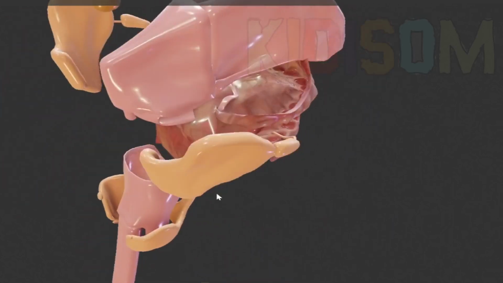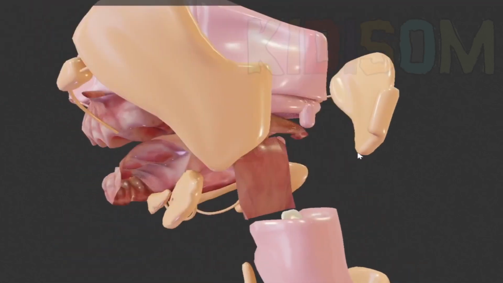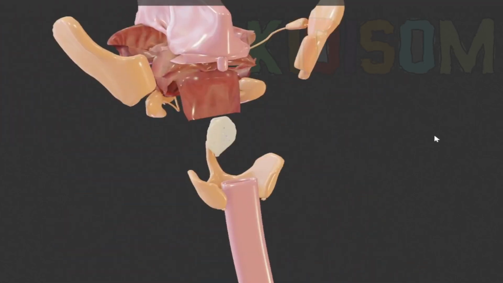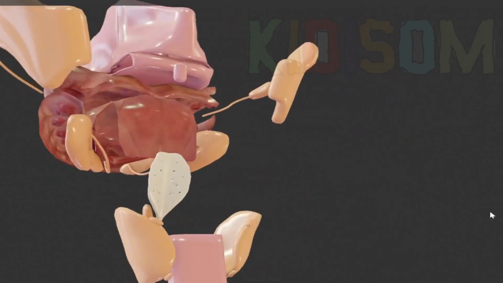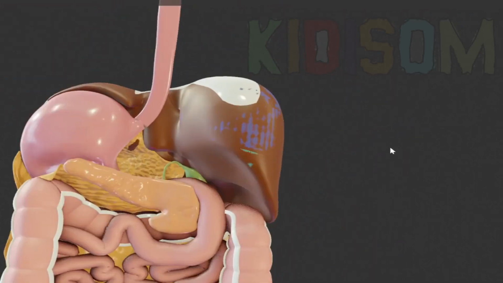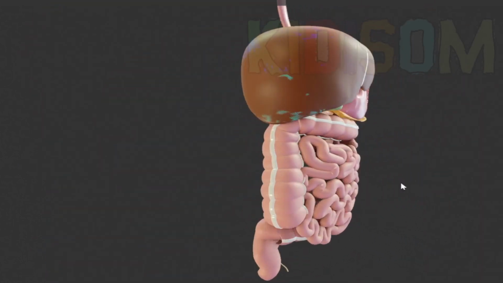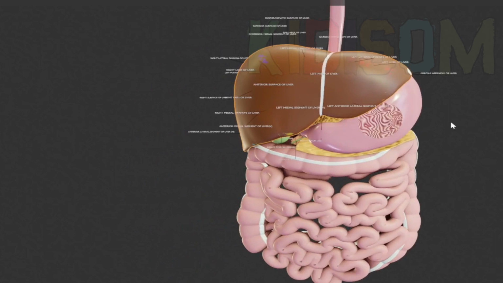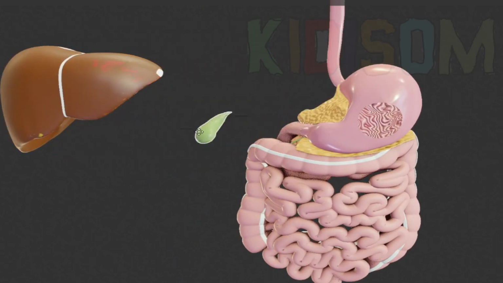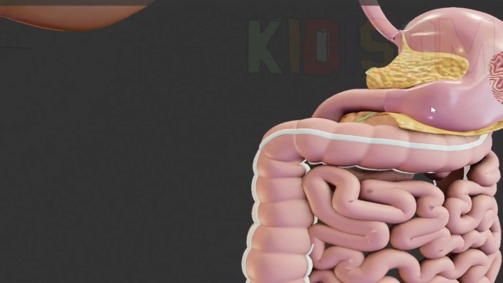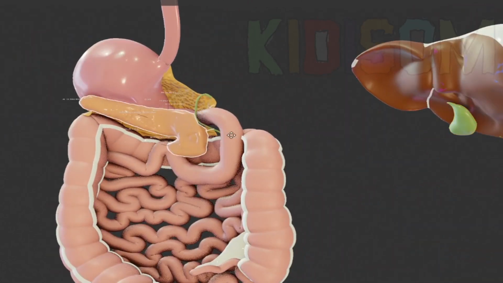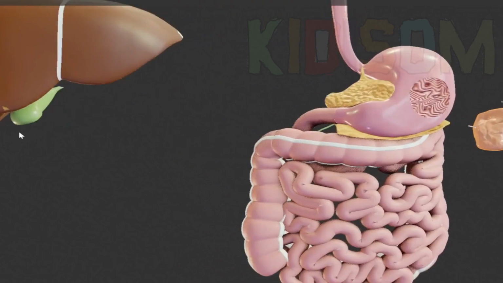Peristalsis is the rhythmic contraction and relaxation of muscles in the GI tract that moves food and waste along the digestive system. Then elimination is important. Undigested food and waste are eliminated from the body as feces through the rectum and anus. And then there's hormonal control. Hormones such as insulin and glucagon regulate blood sugar levels, while other hormones control appetite and digestion.